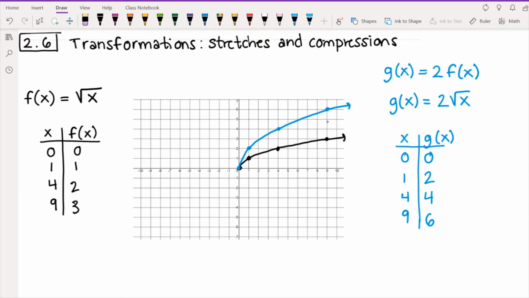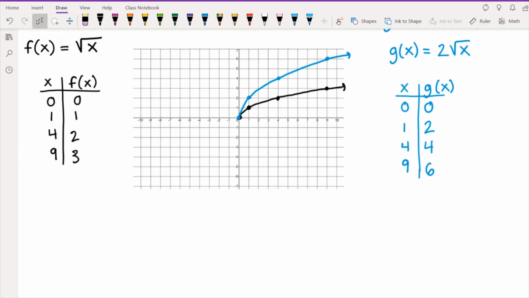And this one, the shape kind of changed, right? It got steeper at the beginning, the whole graph basically got steeper. And so what this actually is, is a vertical stretch. And specifically, it's a vertical stretch by a factor of 2.